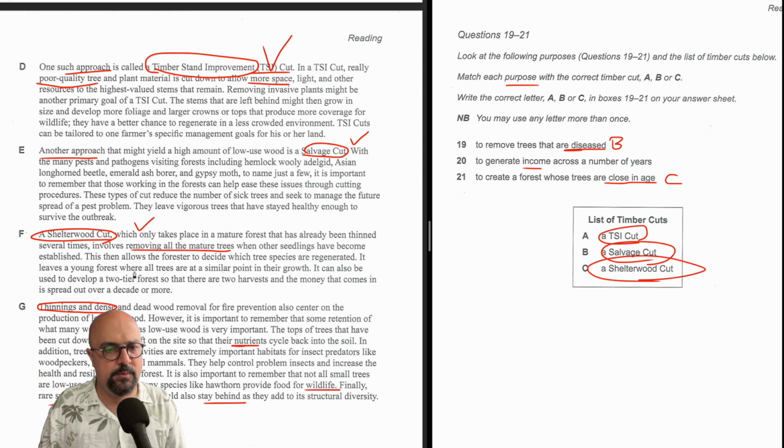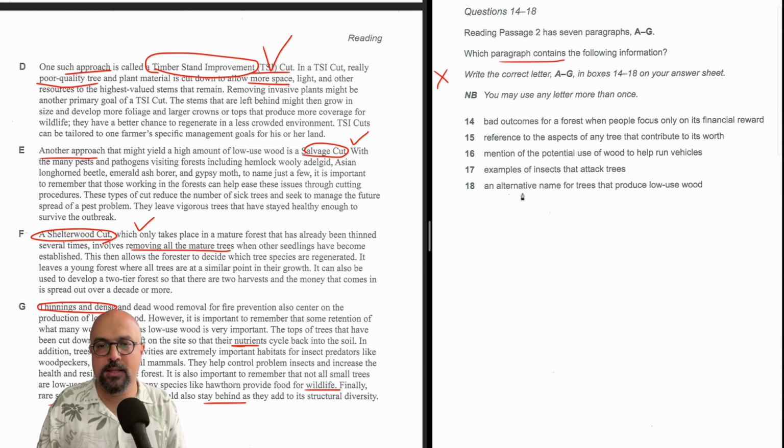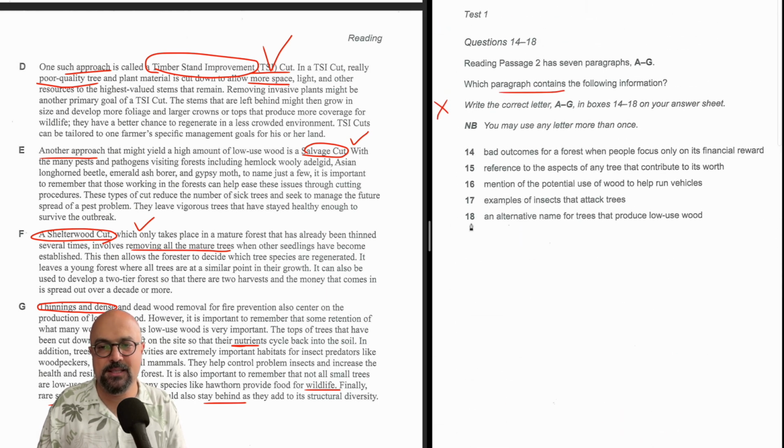Leaves a young forest where all, yeah, it's about age for sure. It can also be developed to invest harvests so that the money that comes in is spread out over a decade or more. Yes, income across a number of years. So yes, that's for sure. That is what kind of cut? So that is shelterwood cut, C. Great. Now we have these answers. Let's go on to 14 to 18.